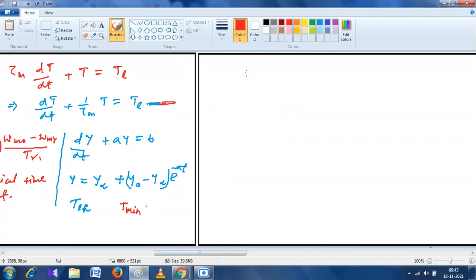तो ये इक्वेशन का सॉल्यूशन कैसा होना चाहिए? T is equal to TLH plus (T min minus TLH) e to the power minus t by tau m होना चाहिए। समझ में आया कि नहीं? कंपेयर करके निकालना है। After comparing the solution of y, we get the solution of T is equal to TLH plus T min minus TLH into e to the power minus t by tau m.